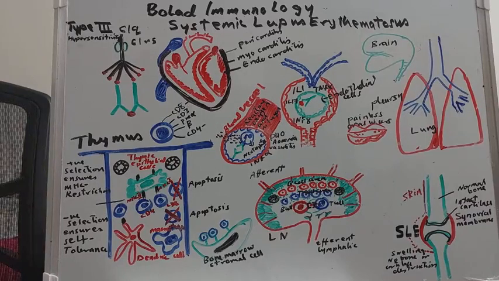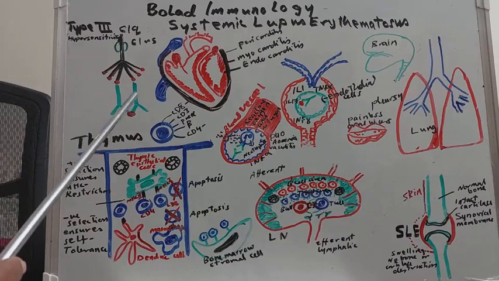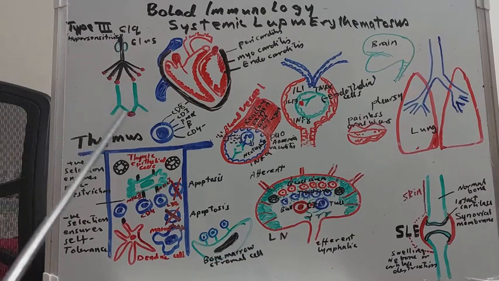In this video lecture, I'm going to talk about systemic lupus erythematosus or SLE. As you may know, SLE is an autoimmune disease characterized by the formation of immune complexes which trigger inflammation and lead to tissue damage. An immune complex is formed of antibodies together with the antigen.